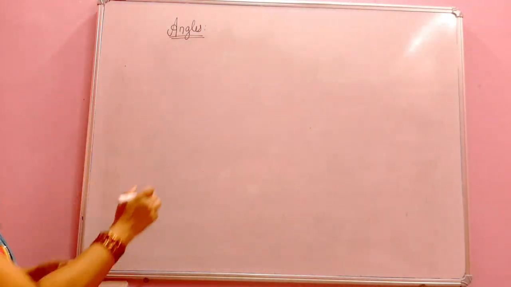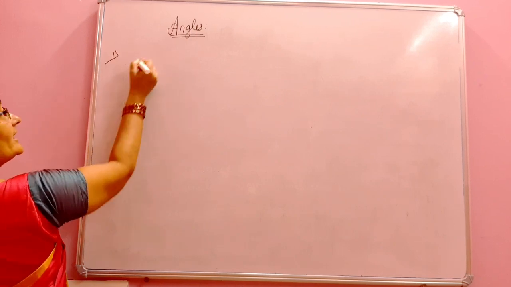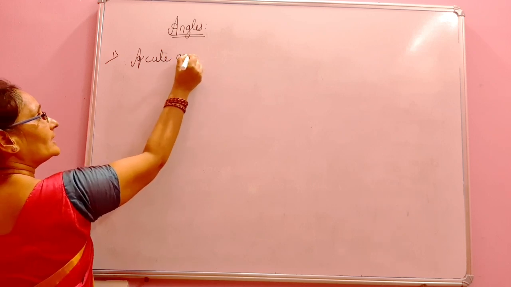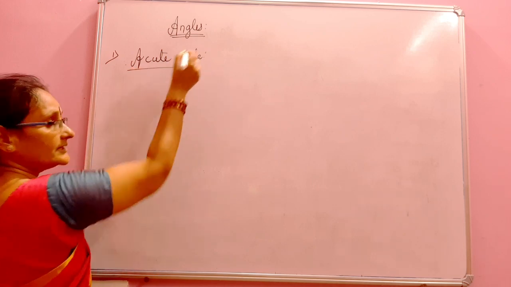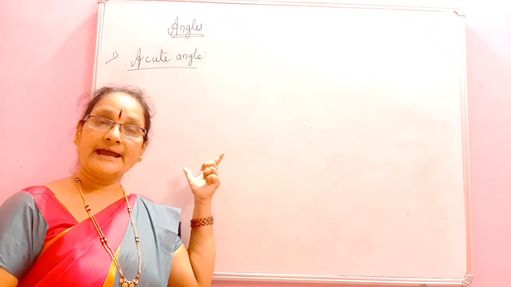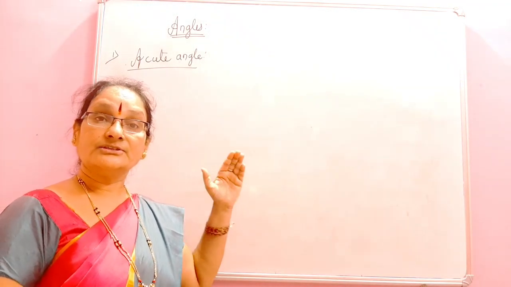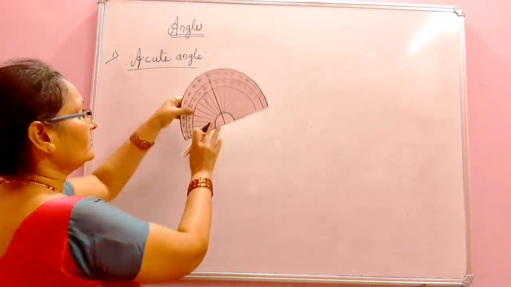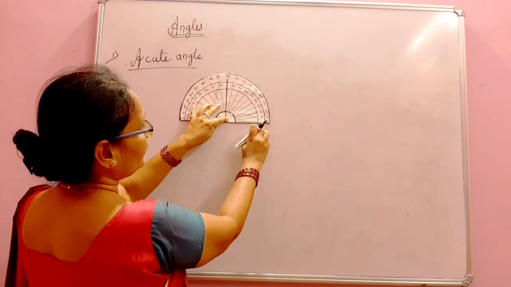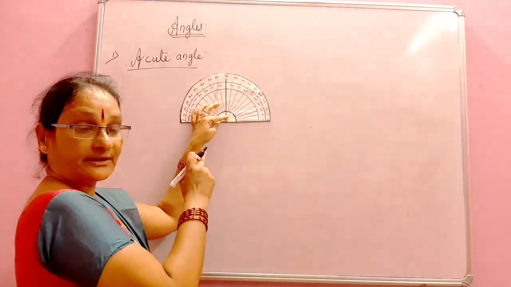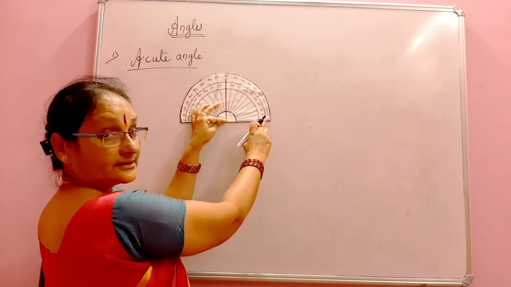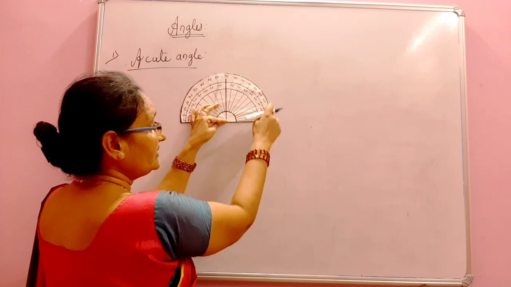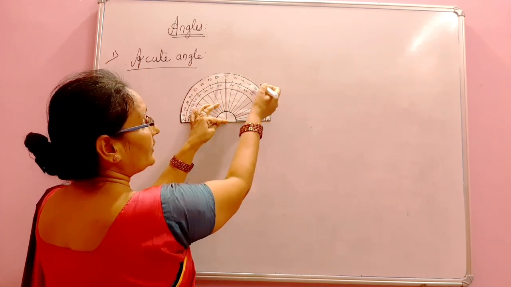First we learn the acute angle. The first kind of angle is the acute angle. In an acute angle, the angle measures between 0 and 90. This is 0, this is 90. In between, the angle should not be 90. If it is 90, it is called a right angle. In between these two it may be 30, 40, 60.